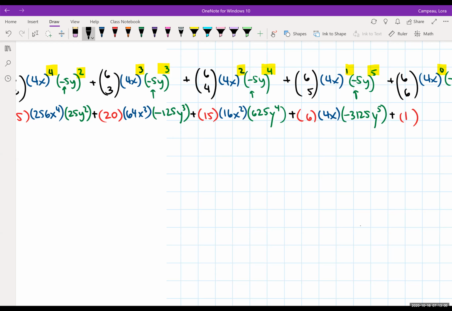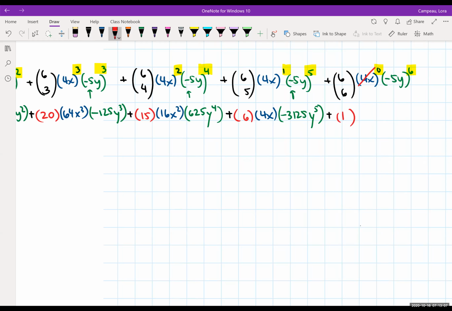And now 4x to the 0 power, we don't have to deal with because that's equal to 1. But negative 5y to the sixth, we do have to take account for. It should be positive, a negative number raised to an even power. And 5 to the sixth, a quick punch in on my calculator. I'm getting 15,625 y to the sixth.